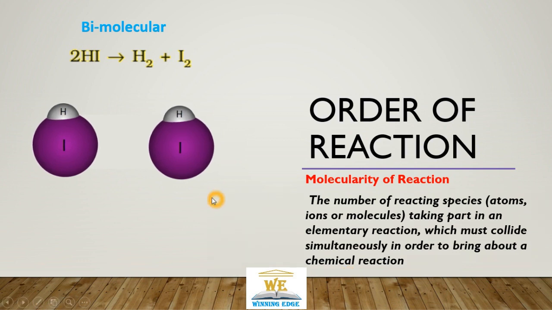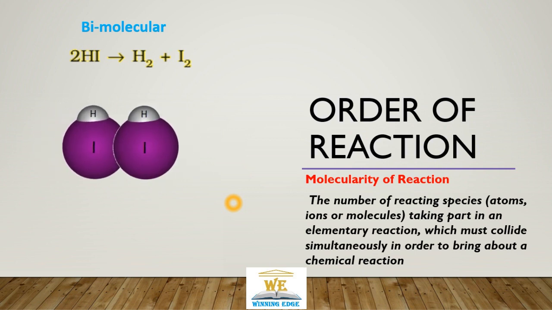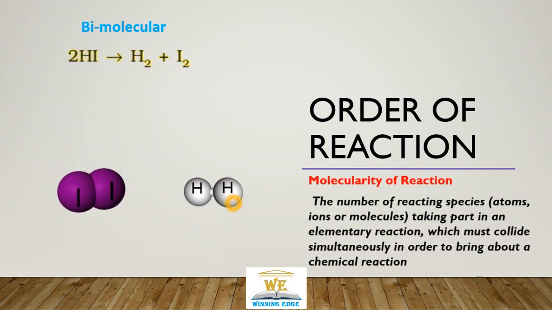So the number of chemical species in a chemical reaction that are colliding simultaneously to give us a chemical reaction is known as the molecularity of a reaction. Here two HI molecules collide simultaneously to give us two molecules, that is iodine and hydrogen.